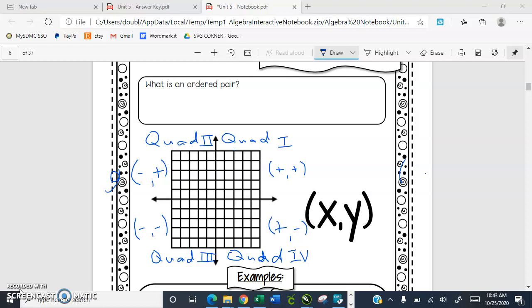Now you see these points over here, we have our X and Y. Our X lets us know whether we're going left or right. If it's negative, we go left, and if it's positive, we go right. Our Y value lets us know whether we should be going up or down. So again, our X value lets us know whether we're going right or left, and our Y value lets us know whether we're going up or down.